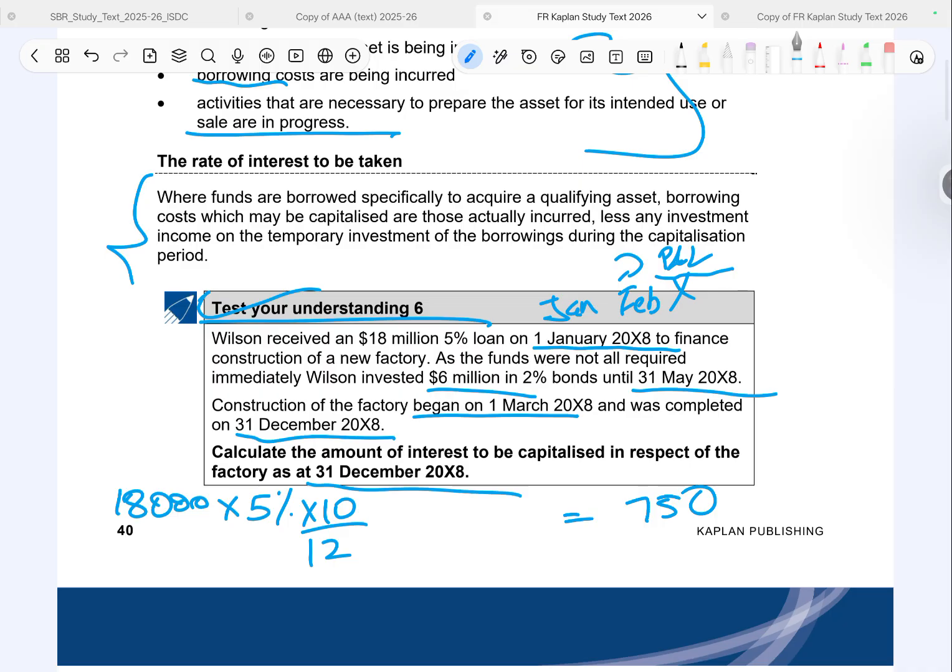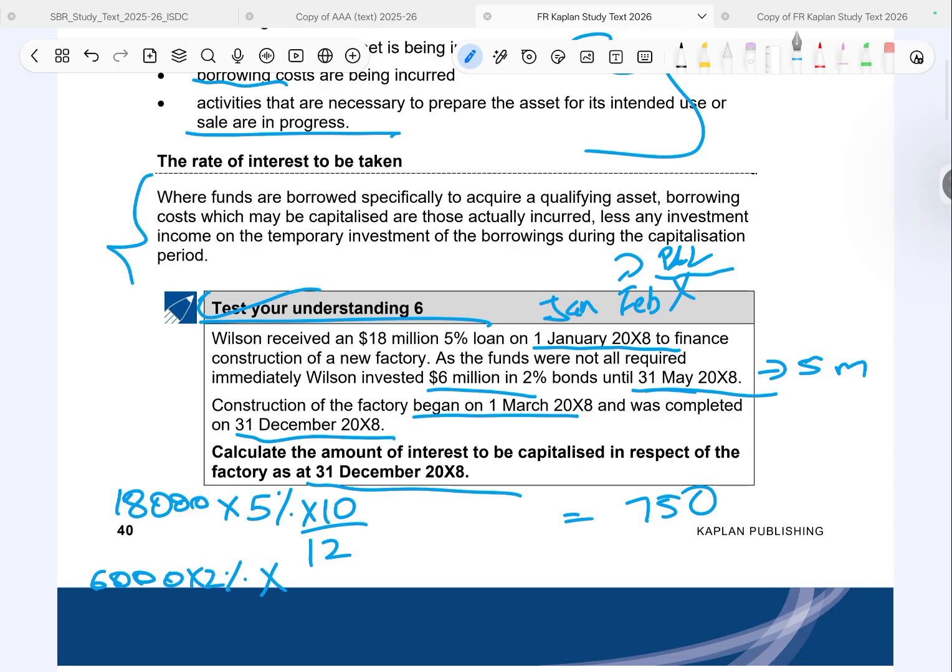But now over here 6 million was not required immediately, so we invested it. And according to IAS 23, if we have taken out money as a loan, and we do not need it immediately and we invest it somewhere, then we have to subtract the earnings from this investment from our capitalization. So over here I'm going to take 6 million as 6,000, at 2% interest. But over here again we have it till 31st May, which gives us 5 months of investment.